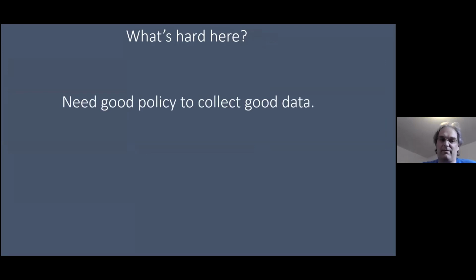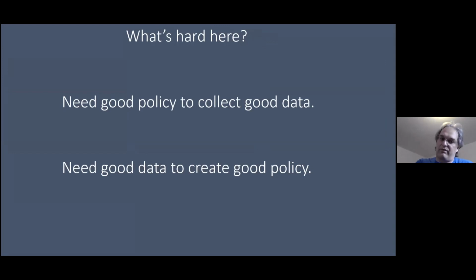Okay, so now it's important to think a little bit about what's hard here. There's a basic loop that comes up where you need a good policy to collect good data. You need to have a way to decide where to go so that you can discover new information. And then you also need to have good information to figure out where to go. So you have this loop here, which makes it challenging.